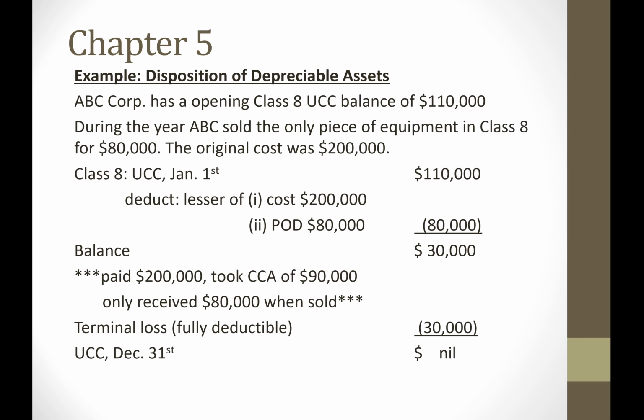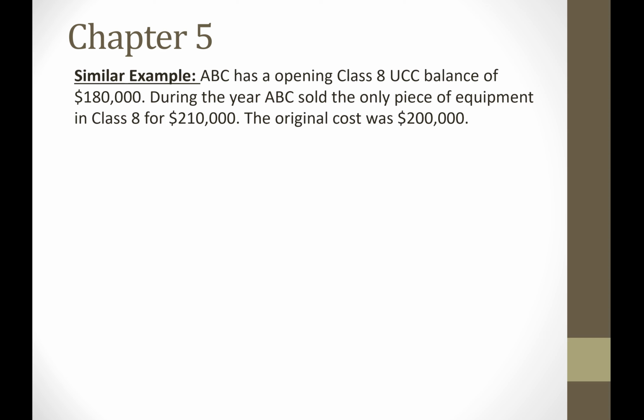Now, let's do another example. We're going to go back to ABC. The balance in Class 8 is $180,000 this time around. And now they're going to sell the only piece of equipment in this Class 8 for $210,000, more than the original cost of $200,000. So let's set up the schedule.